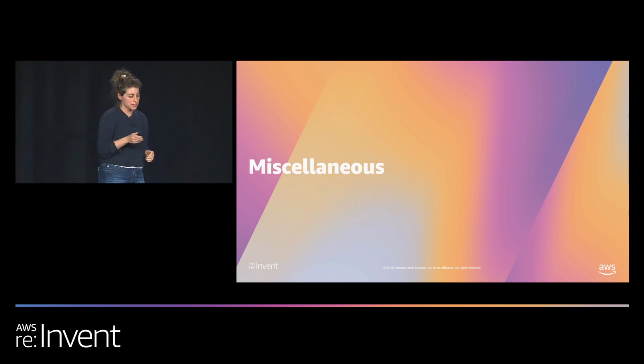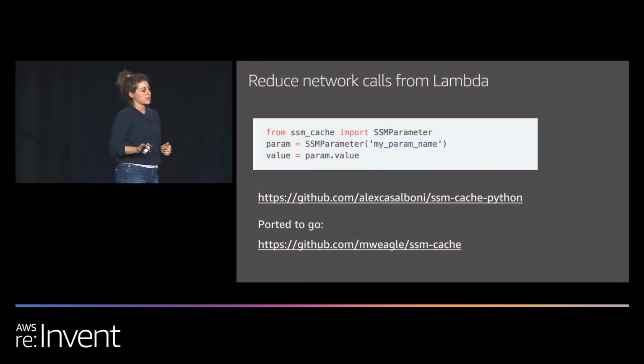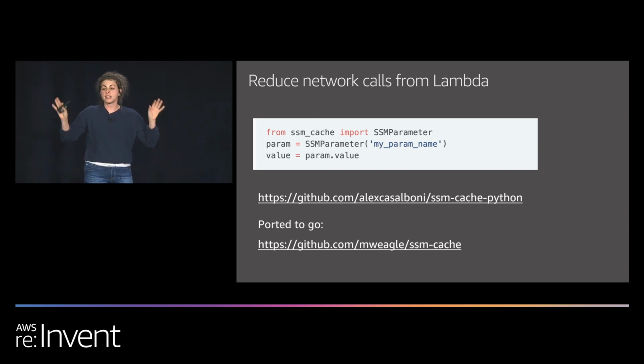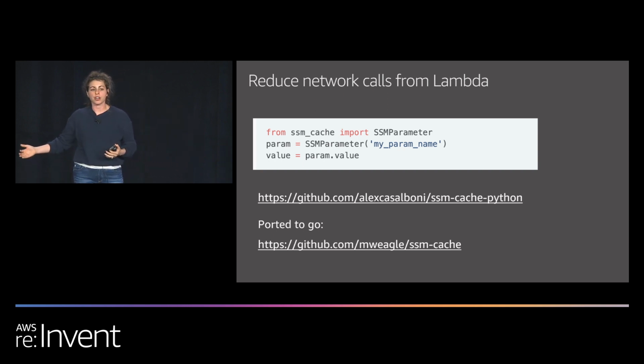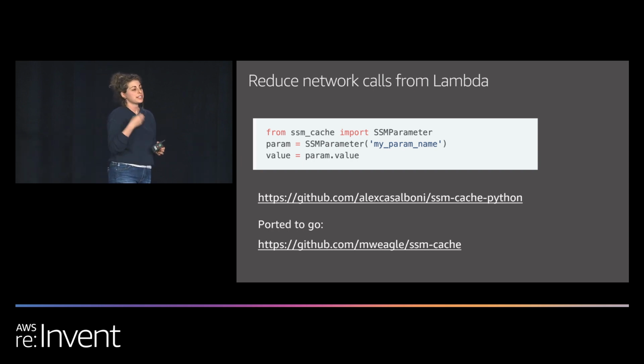Okay, miscellaneous. So you might already be doing this. You probably are. Maybe you built your own library. But in case you aren't doing this, I just wanted to note this awesome library that my friend Alex wrote. He wrote a caching library in Python for both Parameter Store and AWS Secrets Manager. This is a very, very common practice that I see, especially when I'm talking to customers: I have a Lambda function, and I'm calling Parameter Store or Secrets Manager to get a value, to then use that value and do something with it. Well, you can actually cache those values to decrease the number of networking calls that your Lambda is making, and obviously increase the speed at which it's executing.